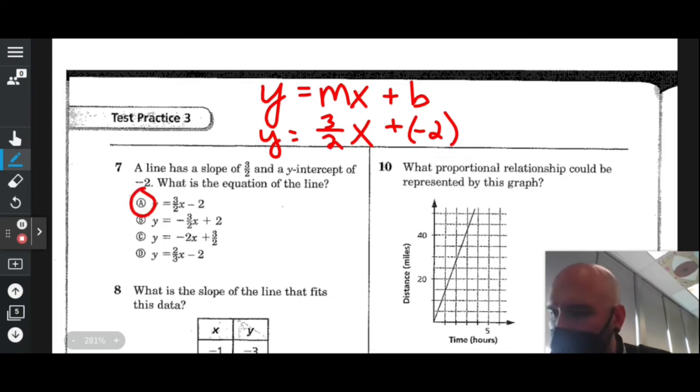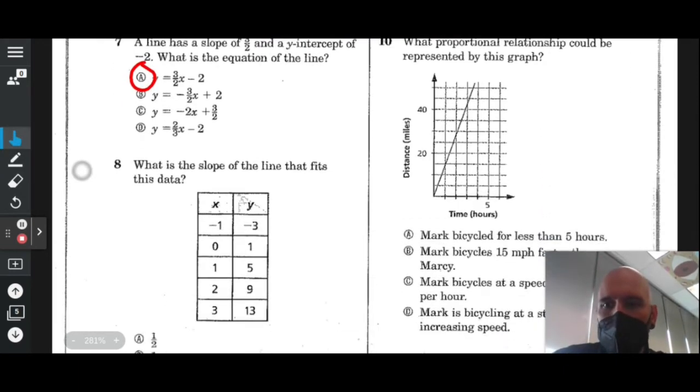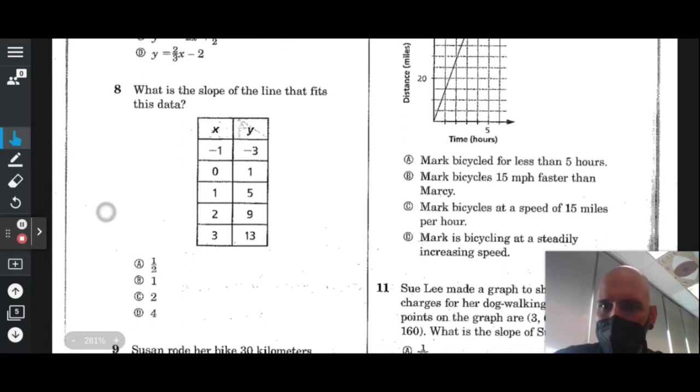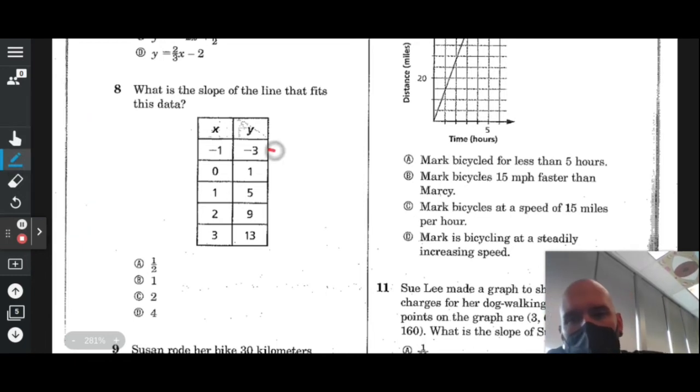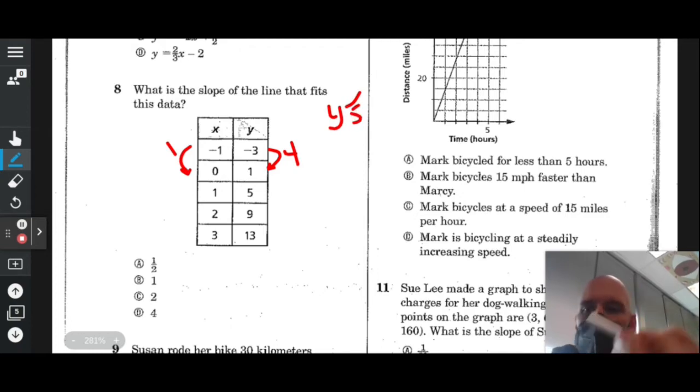Easy. Too easy. This one, not so much. Several ways that you can do this. You can figure out patterns. I mean, the slope is the change in y over the change in x. So I could do it that way where I could be like, well, it looks like y goes up by 4 every time, and x goes up by 1 every time. So the change in y over the change in x is going to be 4 over 1.